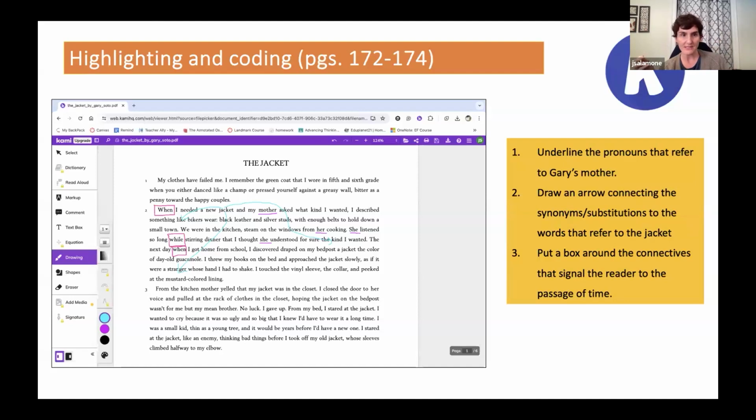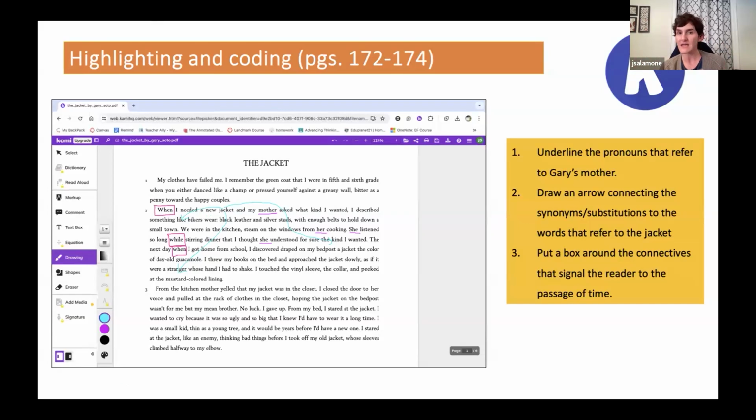This is The Jacket by Gary Soto, again connected to that unit, so students are working with text that they're reading about and learning about in school. I'd select that text and give them a series of tasks. The first one is underline the pronouns that refer to Gary's mother. The second would be connect the arrows to the synonyms or substitutions for the words that refer to the jacket. I love how at one point he calls the jacket a stranger. He does not like that jacket. And then put a box around the connectives that signal the passage of time. All of these things would be pre-taught, and then we would ask students to code them.